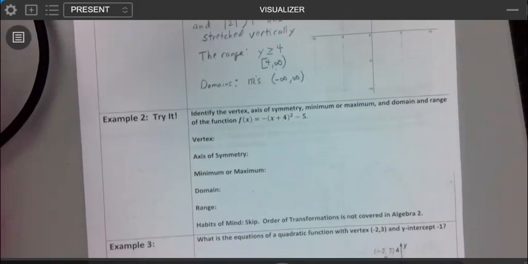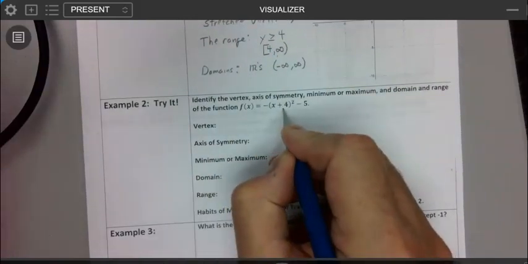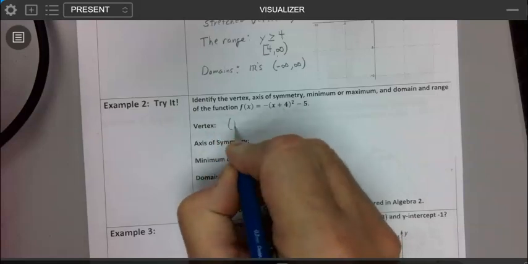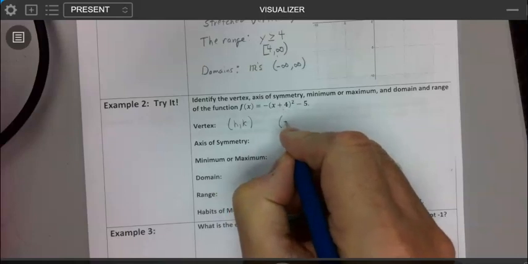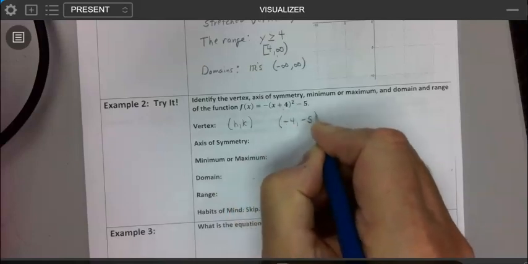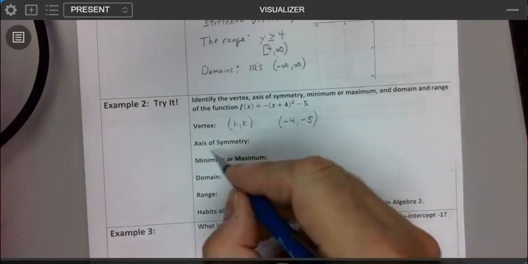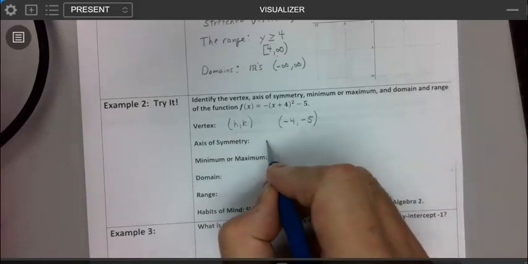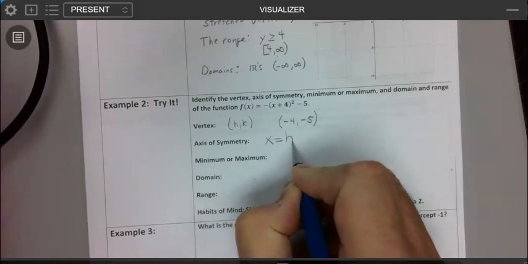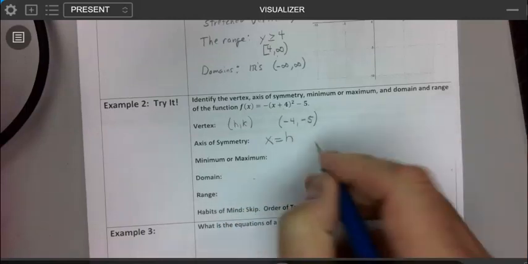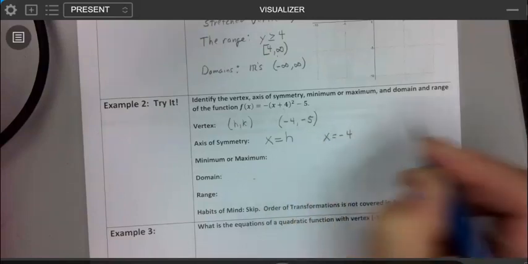Okay, so this next one, let's go through it here. The vertex, remember that's an imposter, so the vertex is always written h comma k, so that would give me -4, -5 for the vertex. Now, we haven't talked a lot about the axis of symmetry, but the axis of symmetry always goes through the vertex and is a vertical line at x equals h. So the axis of symmetry would be x equals -4.